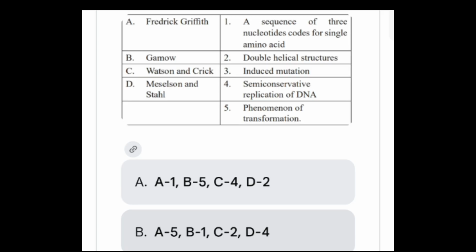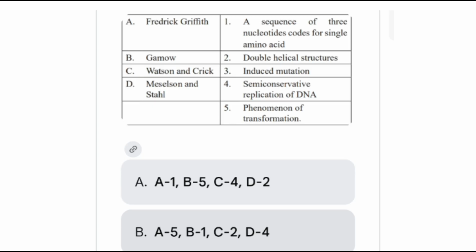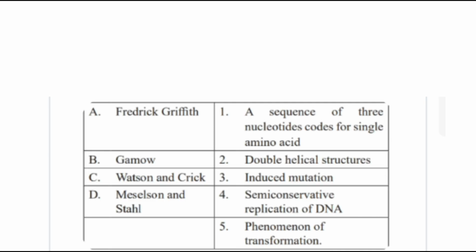Now Gamow, here we can see the triplet code. Now the double helix structure, is it Watson and Crick, or Meselson and Stahl? Now I get confused. Watson and Crick did the double helix structure, and semi-conservative replication of DNA is for Meselson and Stahl. So here we know that D is pairing with the fourth option.